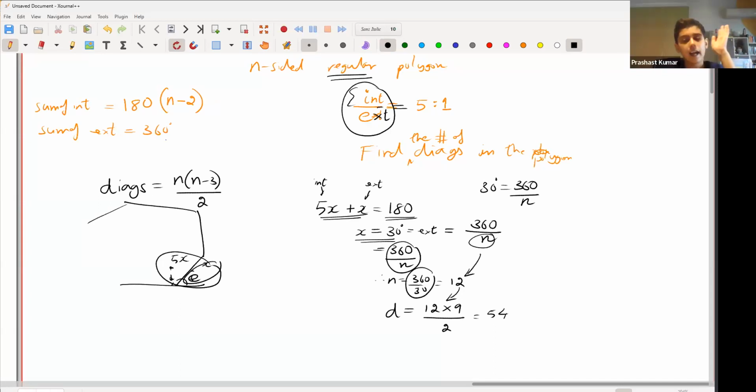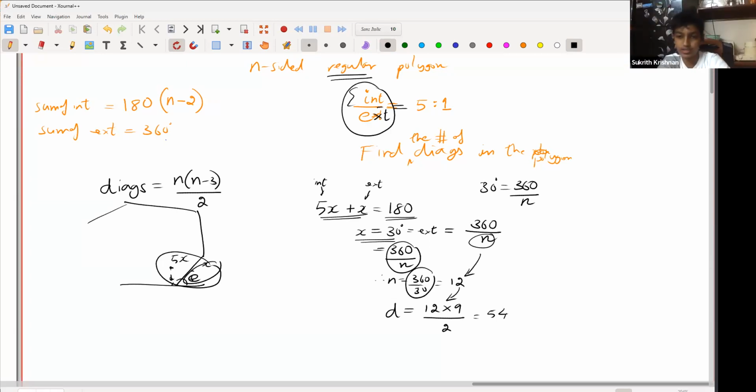So it's 12, but technically the correct way to do it would be to multiply both sides by n, and then bring the 30 to this side by dividing it by 30. That's what you're doing, right? So n is equal to 360 by 30, simplify, and 12 comes. Correct. And from there, you calculate the number of diagonals.